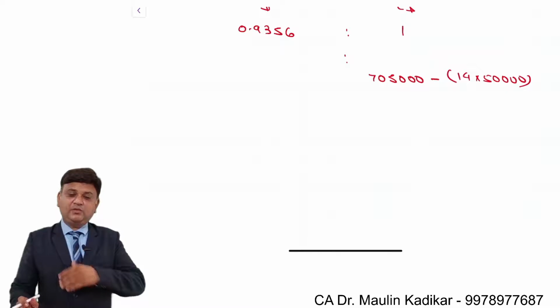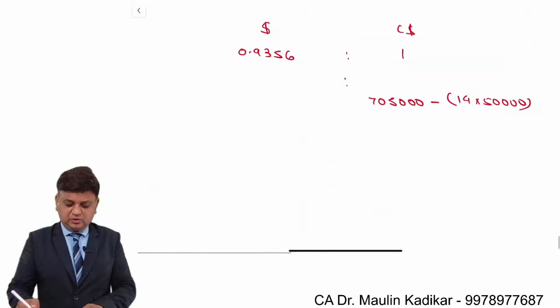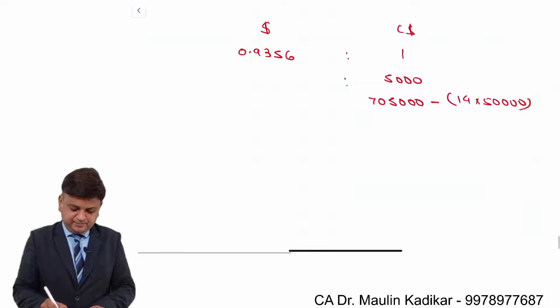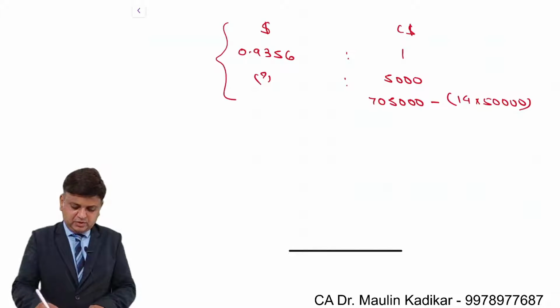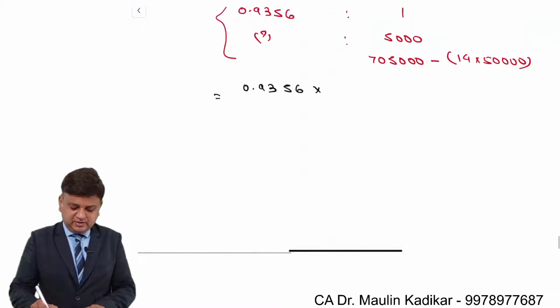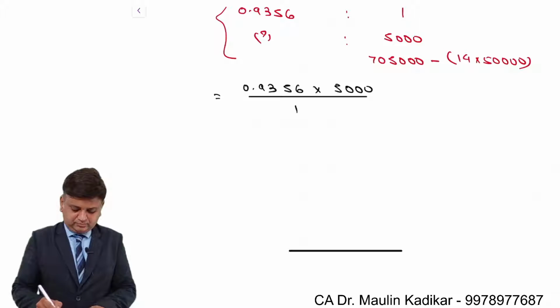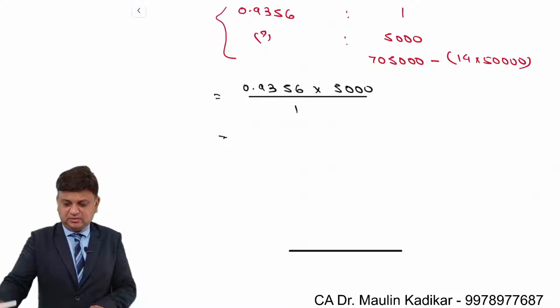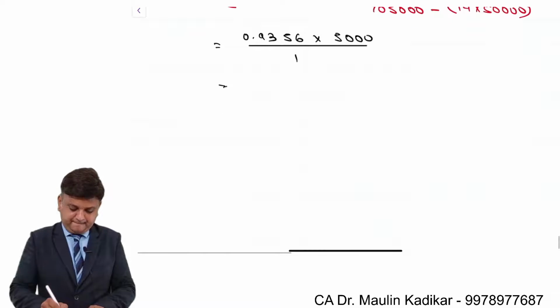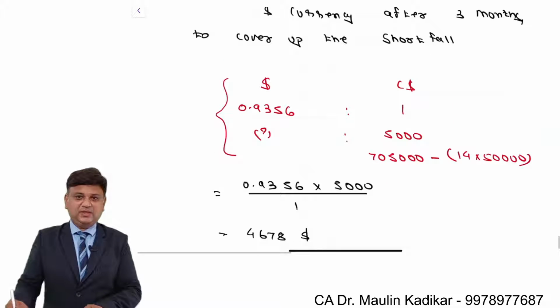So 7 lakhs is the amount which is arranged through the option contract. So the remaining 5,000 is the amount for which you have to enter into the forward contract. So 0.9356 into 5,000 divided by 1, that does not make a sense. So the answer is 4678. That is the amount of the dollar which is supposed to be paid to cover up the shortfall. That is what we understand.